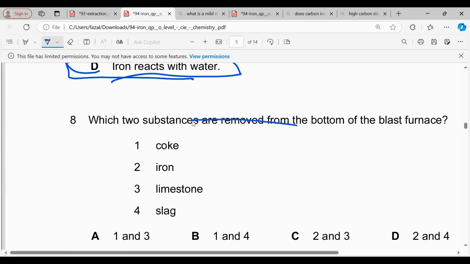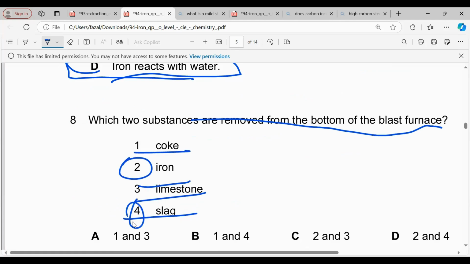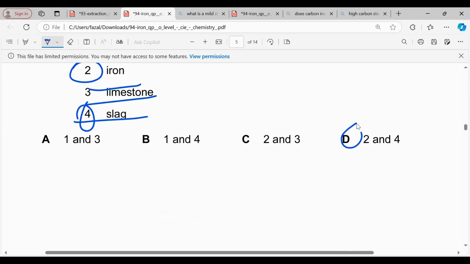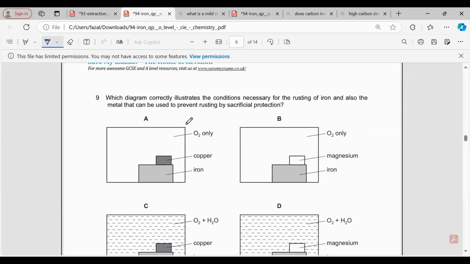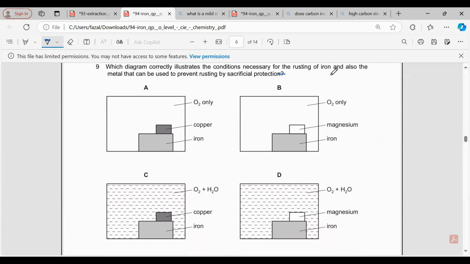Which substances are removed from the bottom of the blast furnace? One, coke. Two, iron. Three, limestone. Four, slag. As you know, iron and slag are the products of the process in the blast furnace. Hence, 2 and 4 will be the answer, which is D. Now let's move on to the next question, which is 9. Which diagram correctly illustrates the conditions necessary for the rusting of iron and also the metal that can be used to prevent rusting for sacrificial protection? So in this, what is asked? Which diagram correctly illustrates the conditions necessary for rusting of iron, and the metal that can be used to prevent rusting.